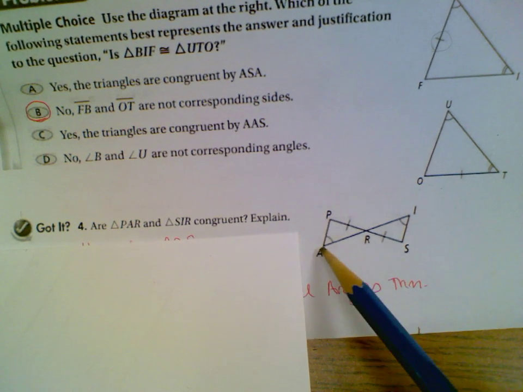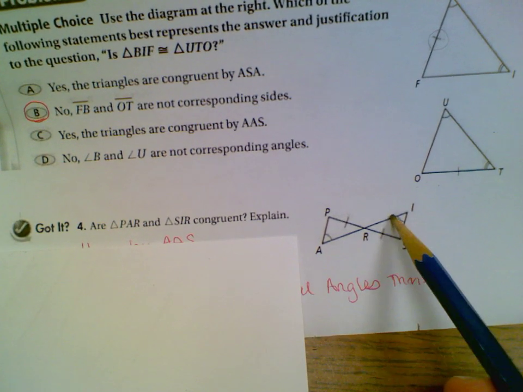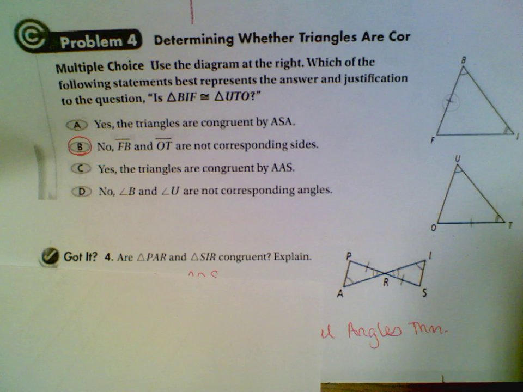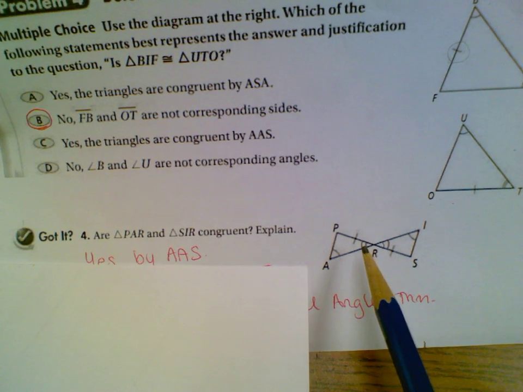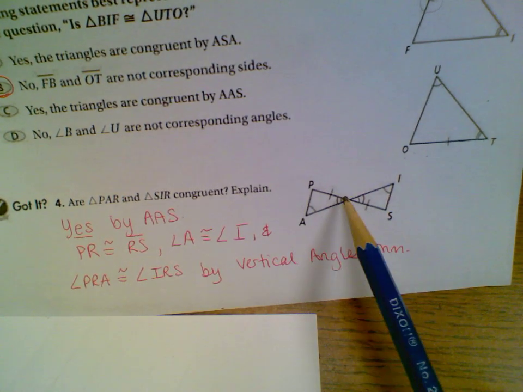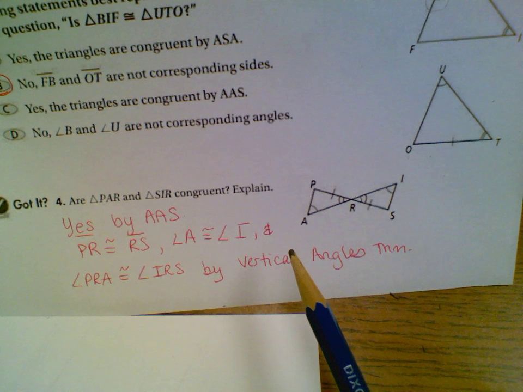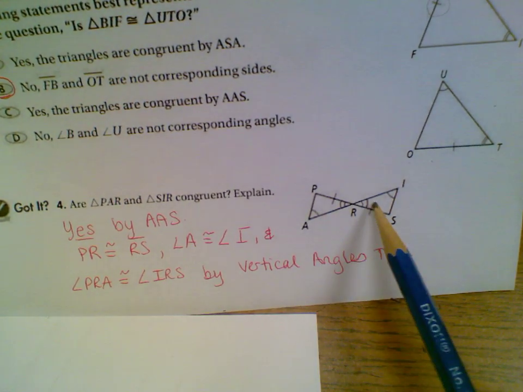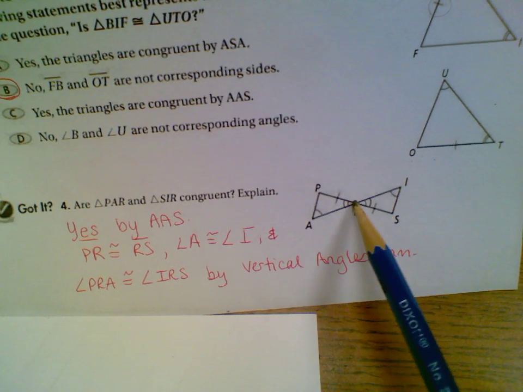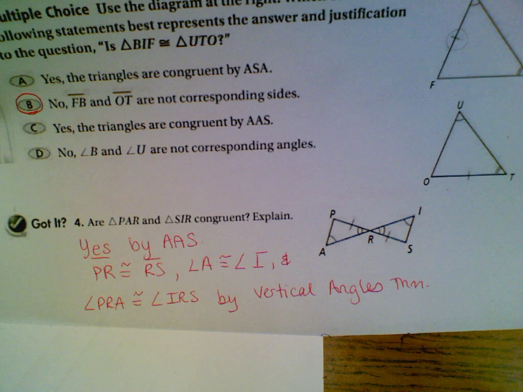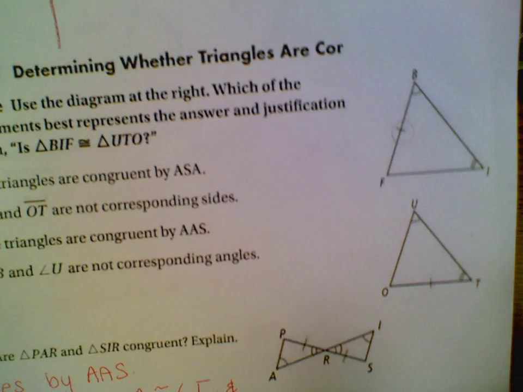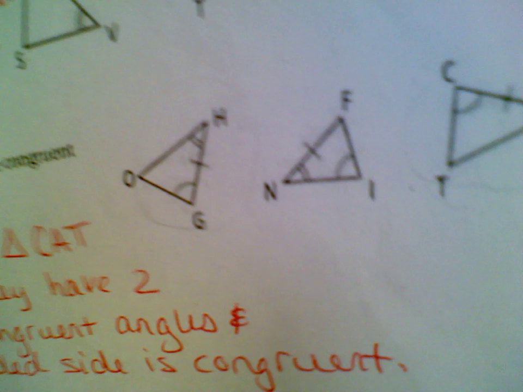I also see an X shape as soon as I look at the picture, so that's indicating vertical angles right here in the middle. So now I can say yes, those are going to be congruent by angle, angle, side, because I have PR congruent to RS, angle A congruent to I, and then PRA congruent to IRS by the vertical angles theorem. So 4.3 is dealing with angle-angle-side and then angle-side-angle.